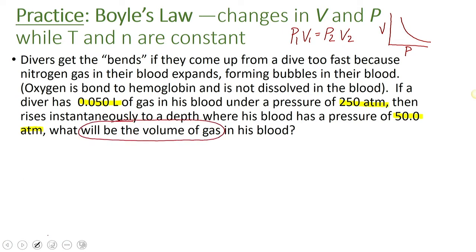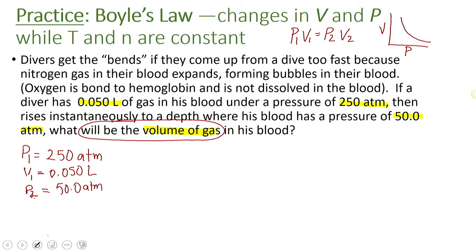So we want to know, what is the volume of gas? We want to know the volume. All right, let's look at what we've been given. We've got P1, which is at 250 atmospheres. That's a really high pressure. And the volume of gas that we have at that pressure is 0.050 liters. And at this new pressure, we've got 50 atmospheres.